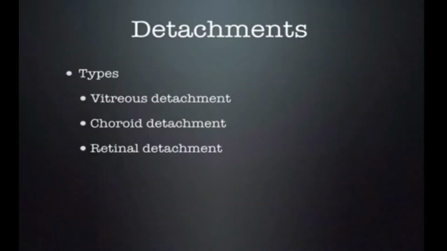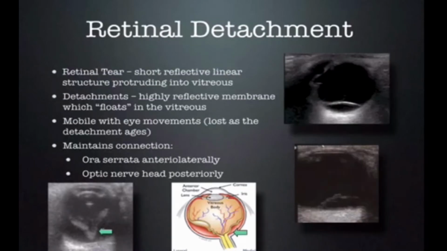There are several types of detachments: vitreous detachment, choroidal detachment, and retinal detachment. The two that are hardest to distinguish from one another are a retinal detachment and a vitreous detachment. A vitreous detachment may be associated with a retinal detachment. However, the one that needs immediate or emergent treatment is a retinal detachment. So making sure you know which one it is is not only important, it's also difficult at times. Therefore, you should always use conservative management when you're using ultrasound to make this diagnosis.